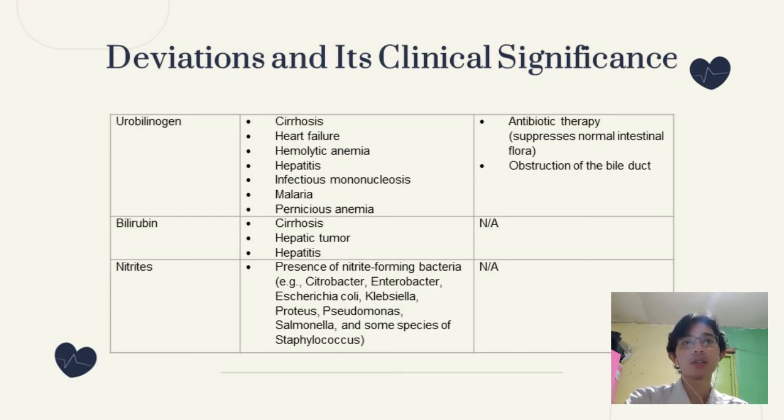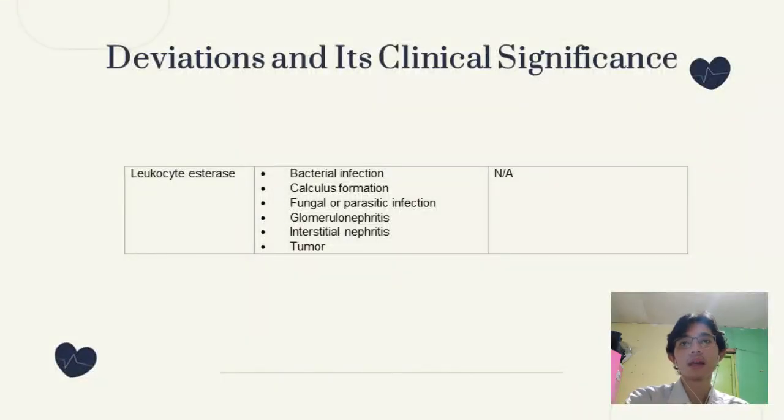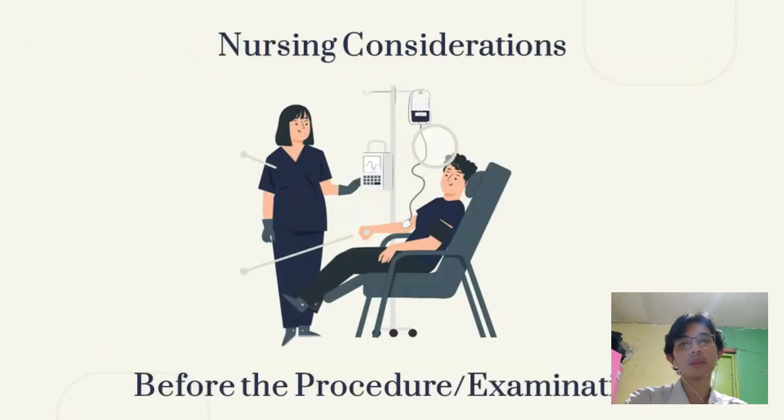may be decreased in antibiotic therapy because it suppresses normal intestinal flora, and obstruction of the bile duct. For the bilirubin, it may be increased in cirrhosis, hepatic tumor, and hepatitis. For nitrites, it may be increased in presence of nitrite-forming bacteria. And for leukocyte esterase, it may be increased in bacterial infection, calculus formation, fungal or parasitic infection, glomerulonephritis, interstitial nephritis, and tumor. And now we proceed to the nursing considerations.